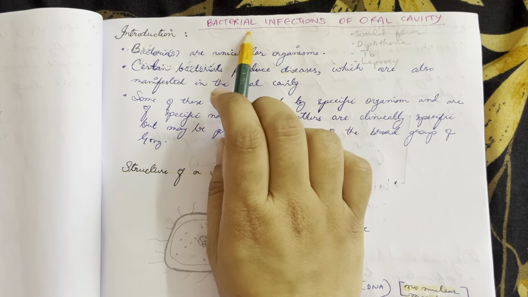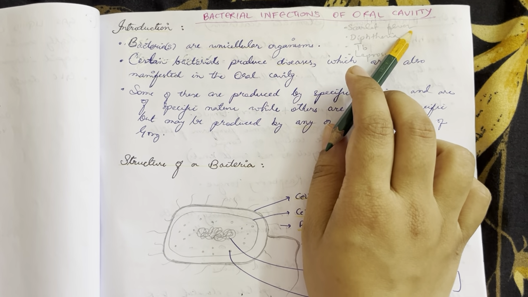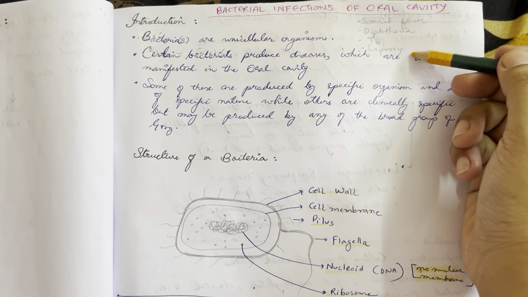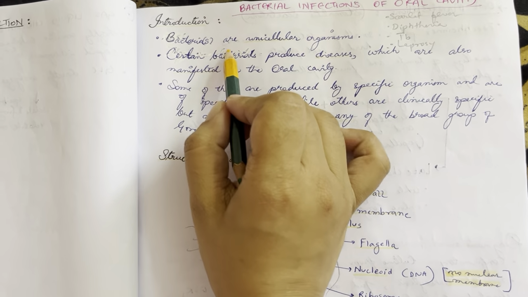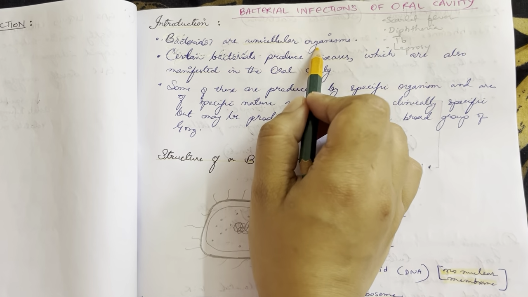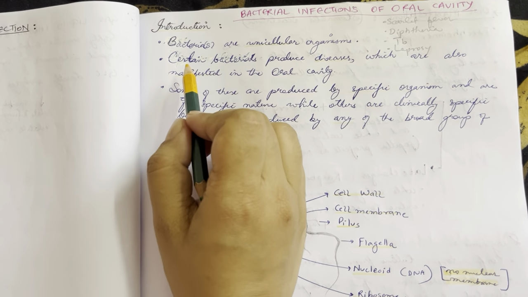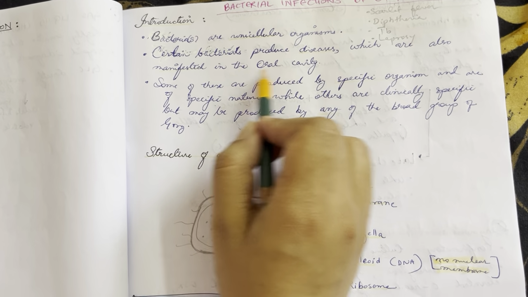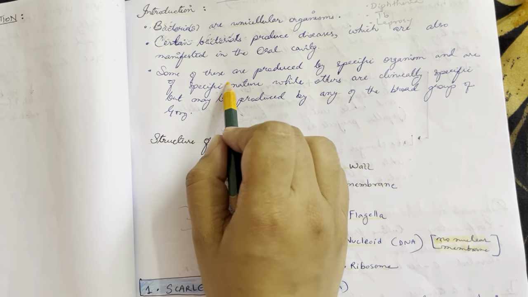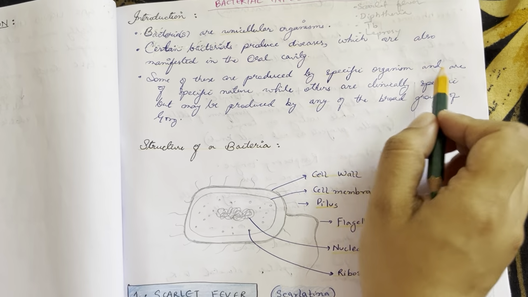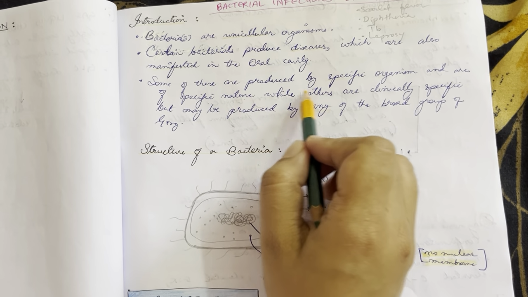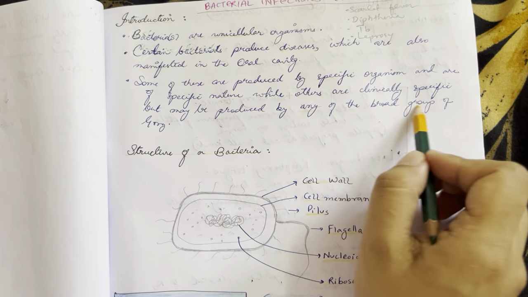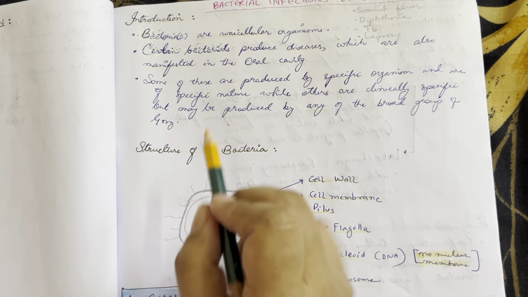Today we will be discussing bacterial infections of the oral cavity. And here we will see scarlet fever, diphtheria, TB and leprosy. Bacteria are unicellular organisms. Certain bacteria produce diseases which are also manifested in the oral cavity. Some of these are produced by specific organisms and are of specific nature, while others are clinically specific but may be produced by any of the broad group of microorganisms together.